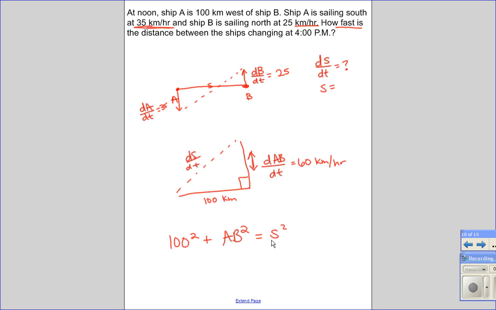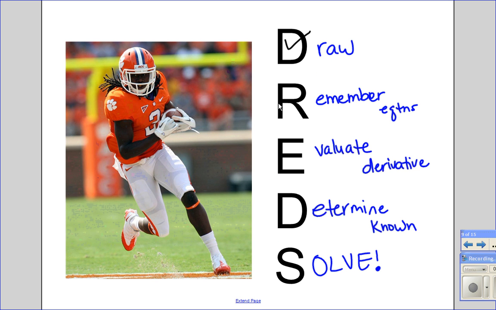Part 3 is to evaluate the derivative. So, evaluate the derivative. The derivative of 100 is just 0. Taking the derivative here, it'd be 2AB, and then the derivative of AB with respect to time. The derivative of S squared is 2S times the derivative of S with respect to time. So going back to my steps, I've drawn the situation, I've remembered the Pythagorean theorem, I've evaluated the derivative.